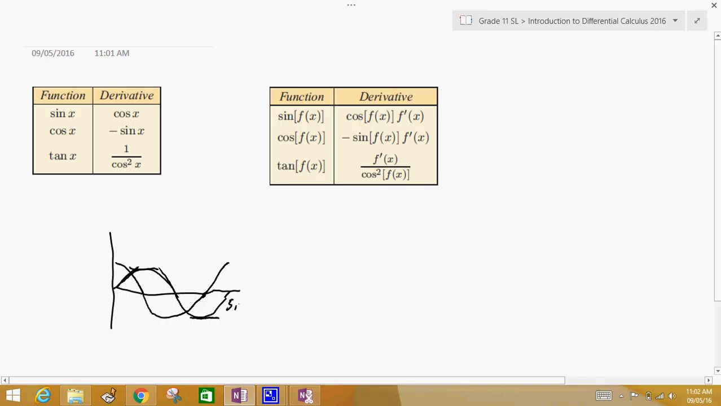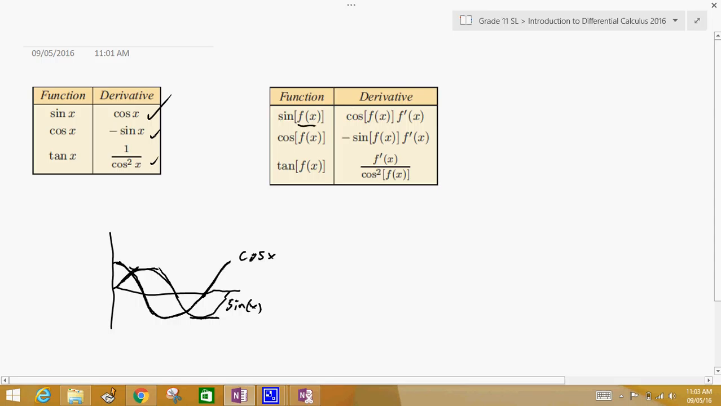So if this is sine x, we would notice that when we're finding the derivative of sine x, the slope at each point turns into cosine x. And we could do that for all of them. So there you go. The derivative of sine x is cosine. The derivative of cosine x is negative sine x. So there's a negative. And the derivative of tan x is 1 over cosine squared x.